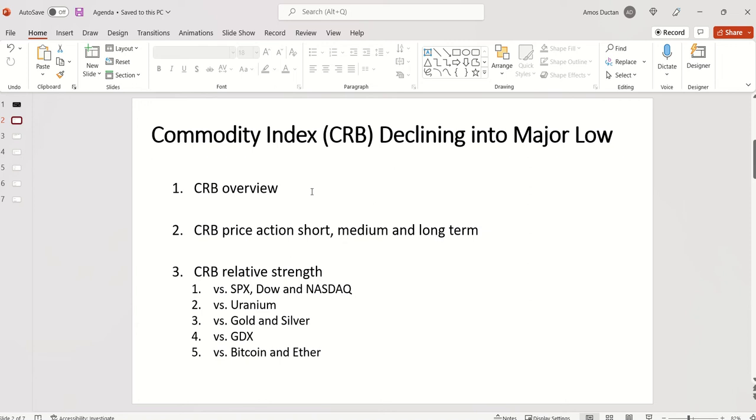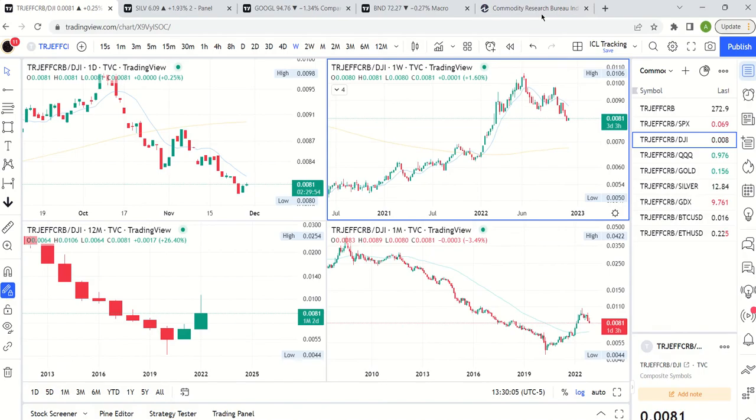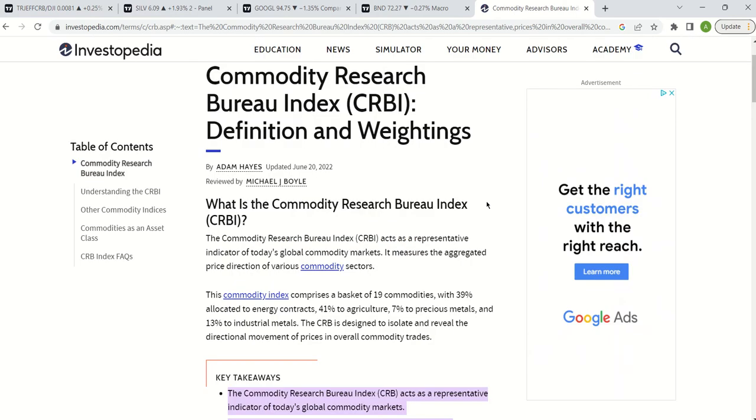The CRB is declining into a major low, the commodities index. And that's true of many individual commodities like oil, uranium, like we talked about, right? And so let's start with the quick overview of what the commodity index is, right? Or the CRB.